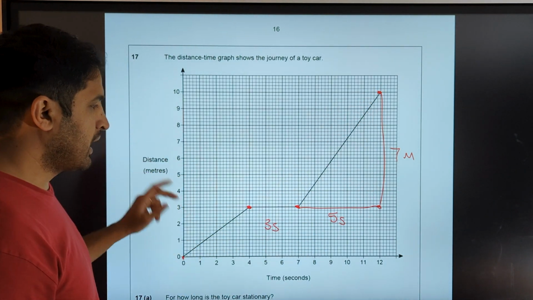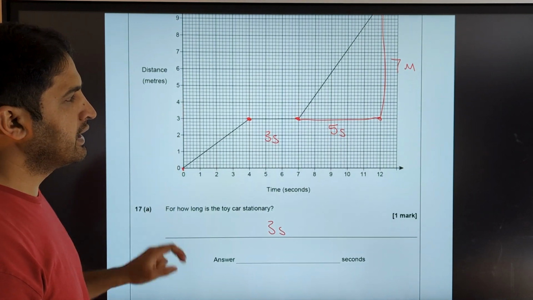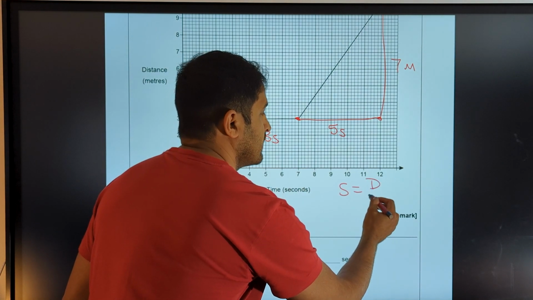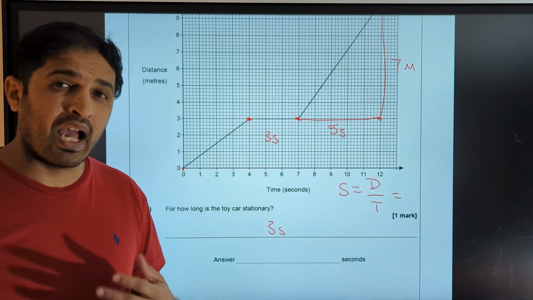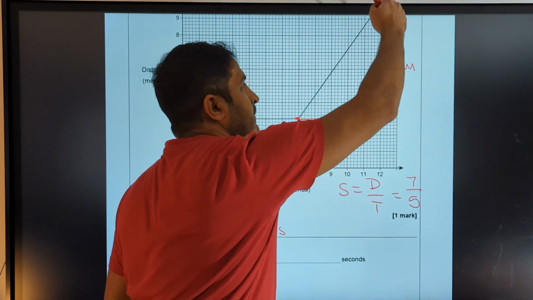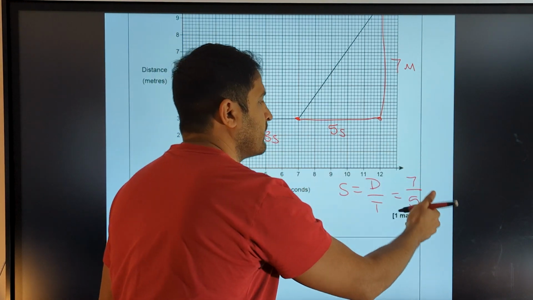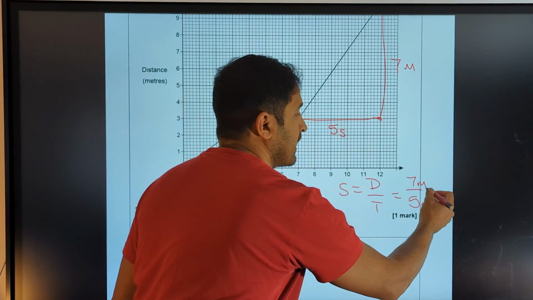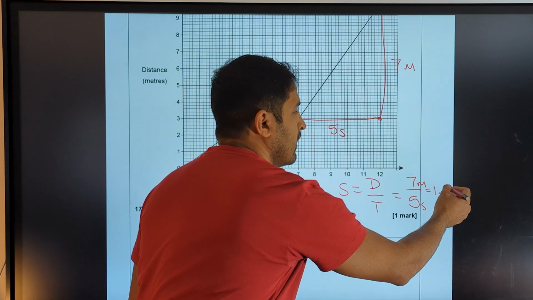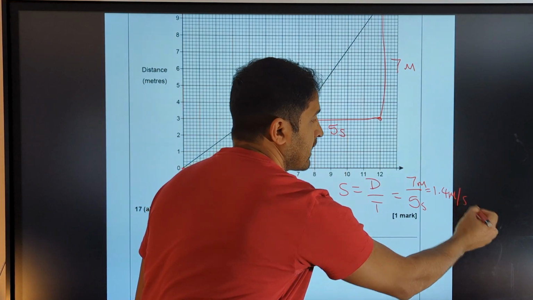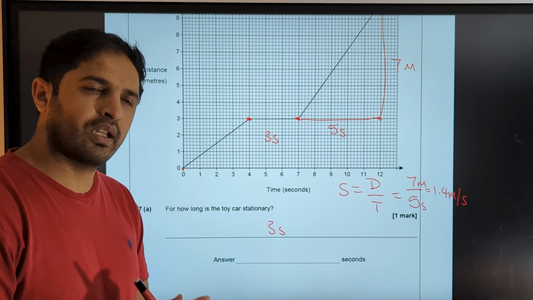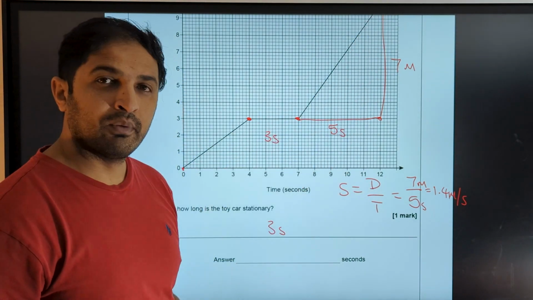Okay, so we can work it out very quickly and easily, saying the average speed is going to be distance divided by time. And you're allowed to use a calculator. Put it in the calculator. We're doing 7 divided by 5, because the 7 meters is the distance traveled in 5 seconds. Put it in the calculator, you will get 1.4 meters per second. So you're traveling 1.4 meters in 1 second to get 7 meters in 5 seconds.